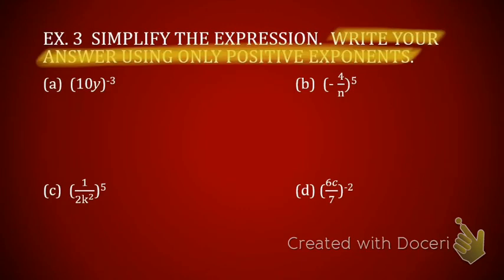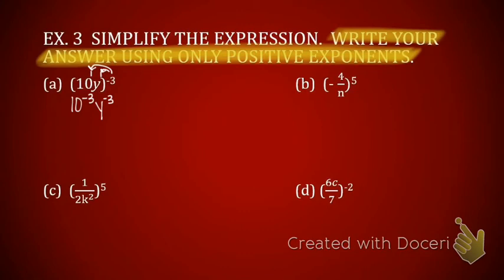Power of a product, because in the parentheses, we are multiplying two things. Okay? So 10 has an understood exponent of 1, and y has an understood exponent of 1. So when we raise that to the power of -3, what do we get? 10 to the -3rd and y to the -3rd. You're like, Ms. Johnson, how did they do that? Because remember the power of the power rule? We multiply the exponents. So 1 times -3 is -3, and 1 times -3 is -3.